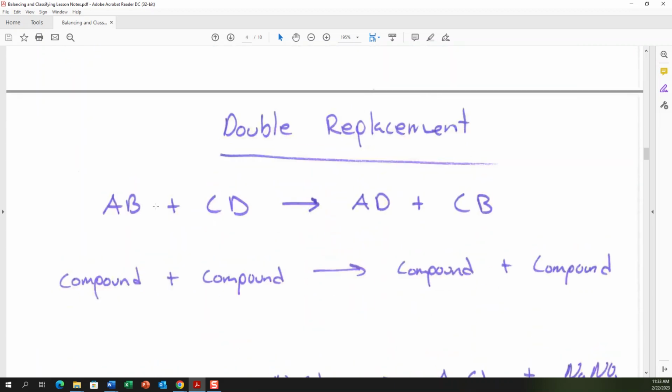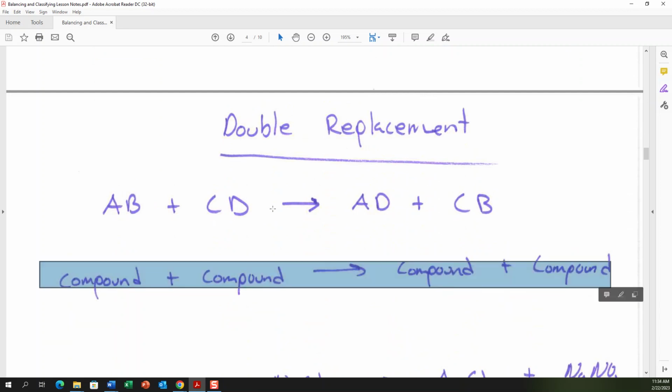So double replacement, now you're looking at compound plus compound yields compound plus compound. So we get two replacements. So if we look at this pattern, A is replacing C, but C is replacing A, right?